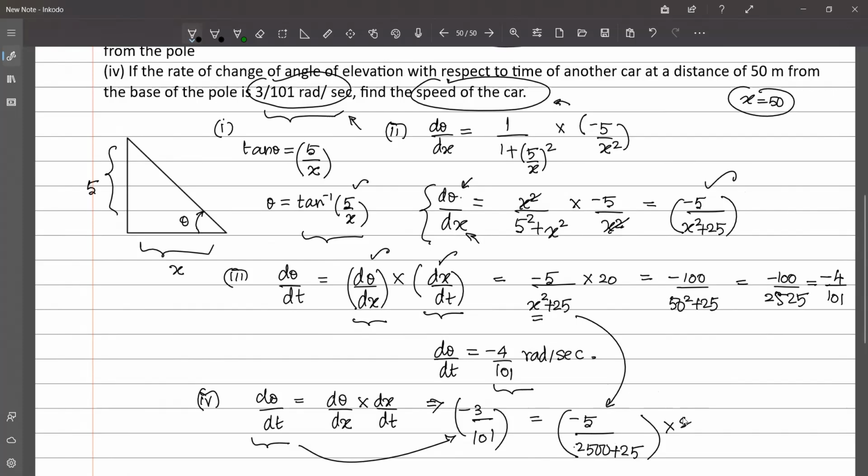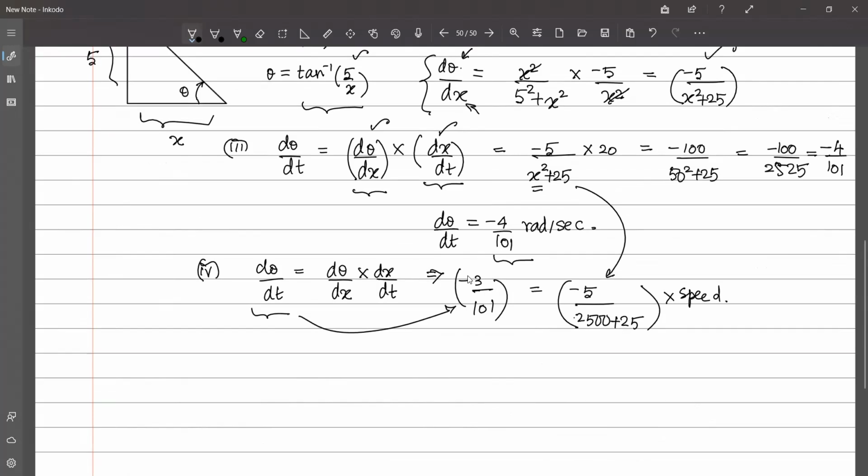dx by dt, we don't know. I'm going to replace dx by dt with the speed of the car. So if you cancel the negative signs, and then you can take 101 common out. So it becomes 5 into 25, because 2525, you can take 101 common out. So 3 divided by 101, you can cancel this 101 and 101. Now the speed becomes 5, and 25 also can be cancelled. Speed is equal to 3 times 5. So that's 15 meter per second.